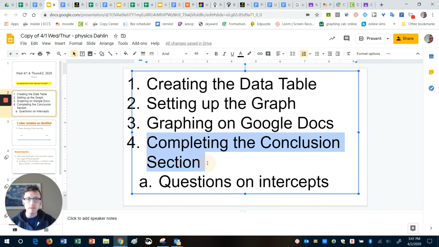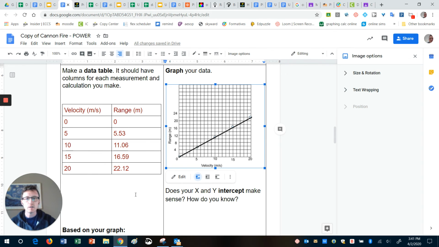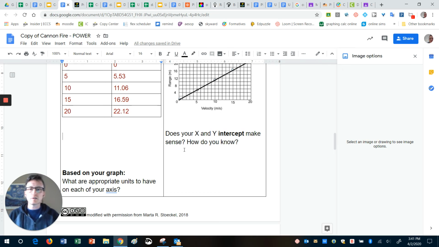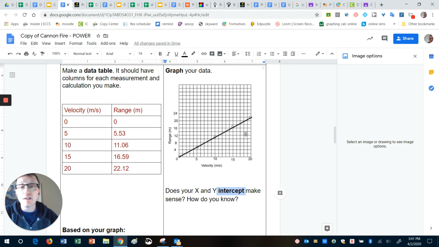Last thing that we're going to look at is the conclusion section, and this is where a lot of you had some questions. The conclusion is constantly having you go back looking at the graph. So let's first talk about what an intercept is. An intercept is just math's fancy way of saying where does my line hit the x-axis and the y-axis?